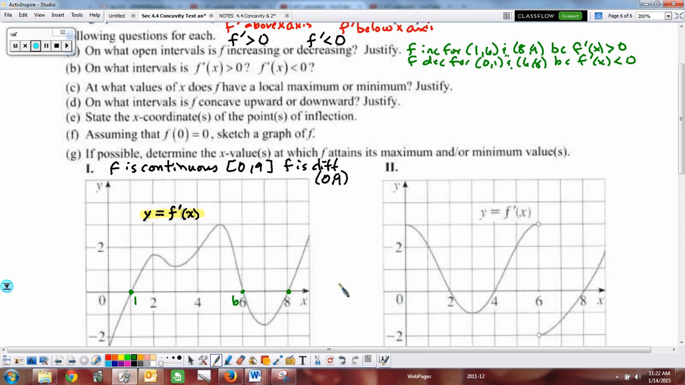Alright, now let's take a look at B. What B is asking is, on what intervals is f prime of x greater than 0 and f prime of x less than 0? Well, hopefully you recognize that this is exactly the same reasoning as above, so I'm going to say same as A. Same answer.